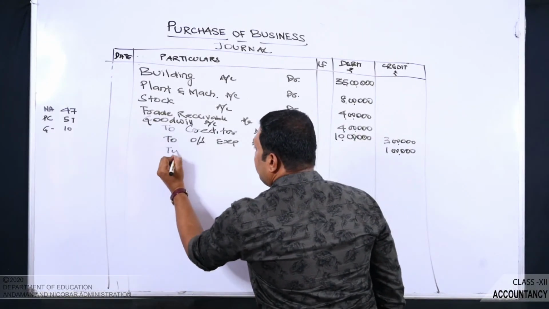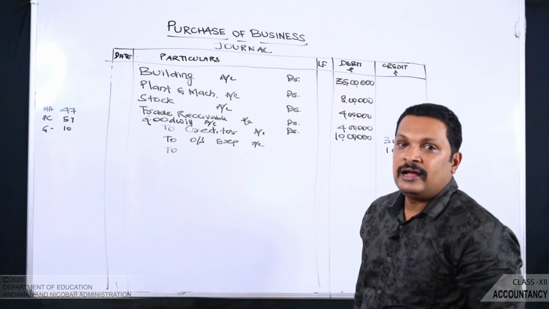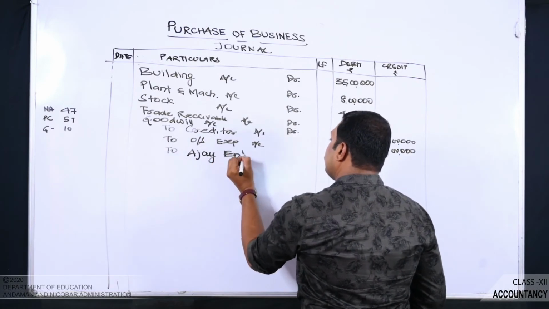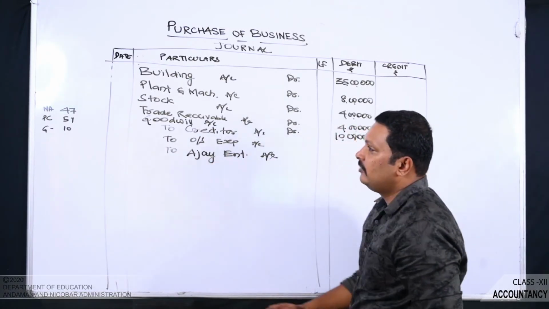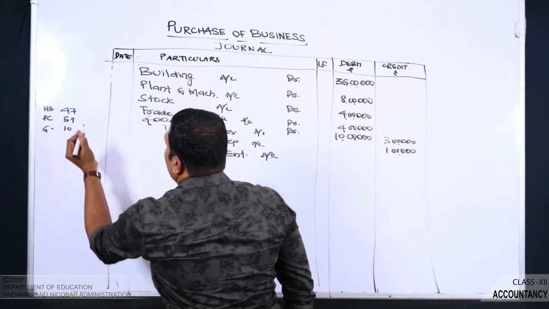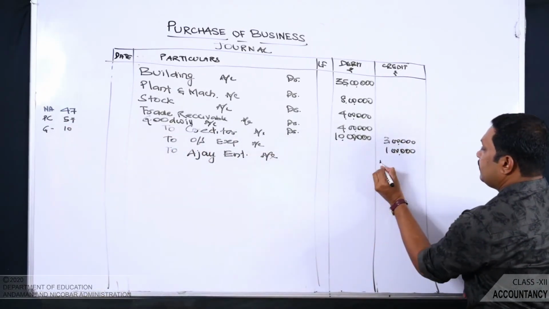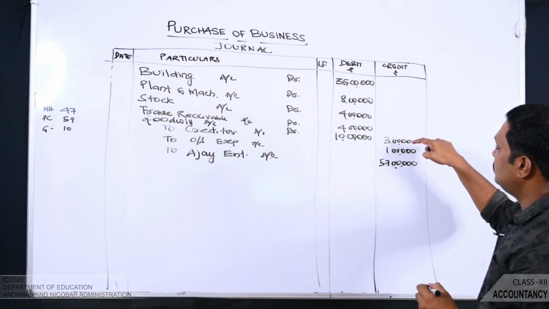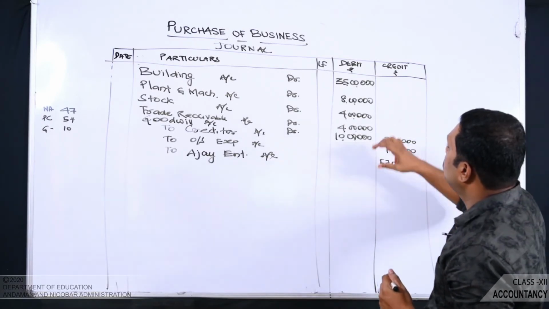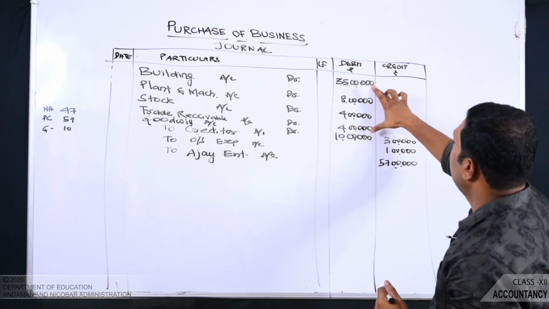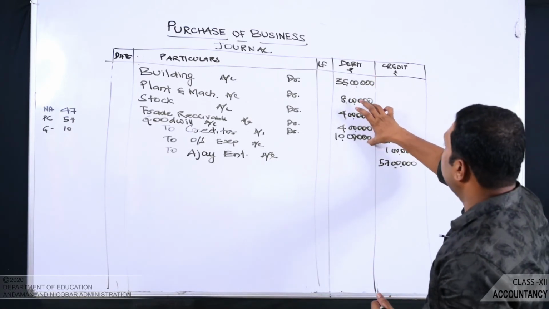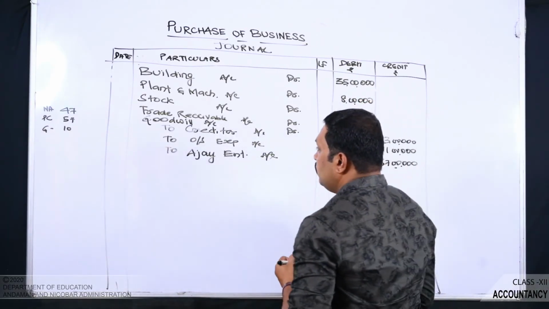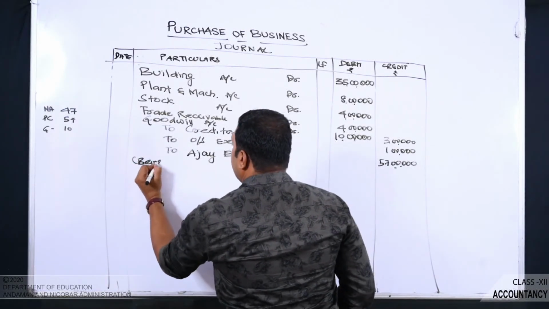Then from where did we purchase? Whose business did we purchase? Ajay Enterprise. So you have to write here Ajay Enterprise account. How much? The purchase consideration is 57 lakh. So we have to write 57 lakh here. Try to tally 57, 60 and 61. So 35, 45, 53, 53 plus 8, 61. Right? Being purchase of Ajay Enterprise.